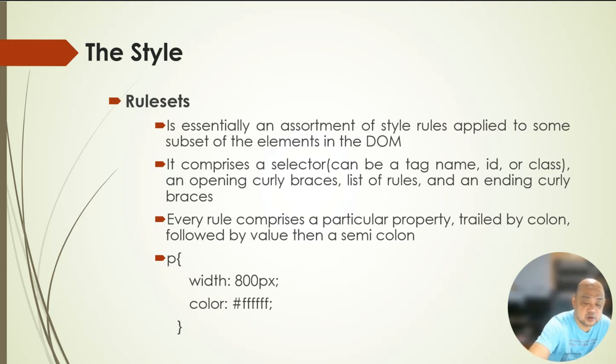This is an example of a rule set where we use the tag name p and add a list of rules where its width is 800 pixels, where px is pixels, and assign the white color.